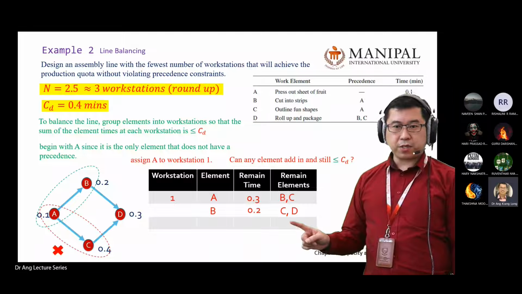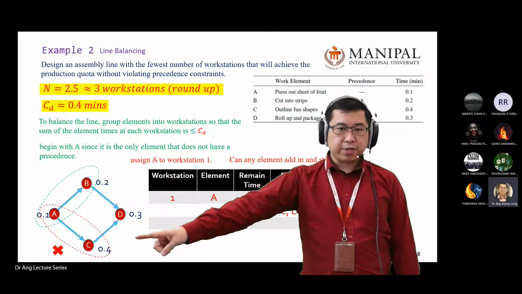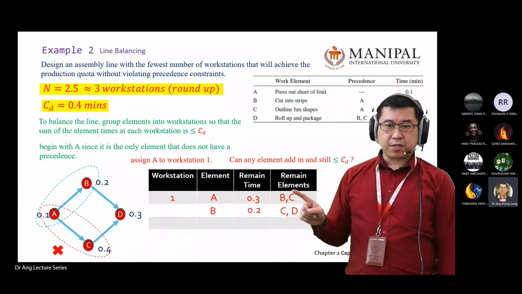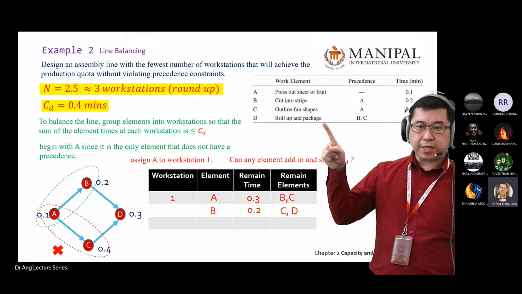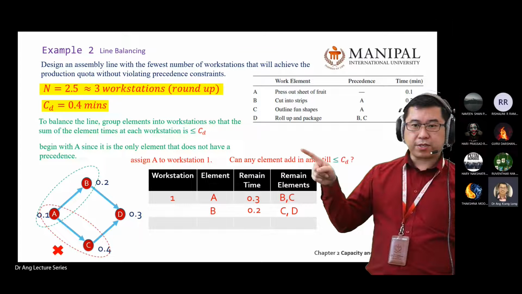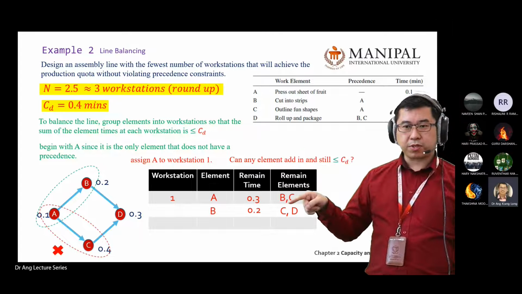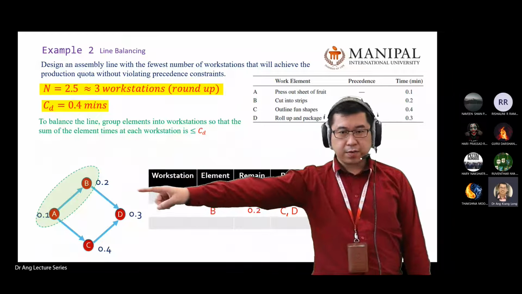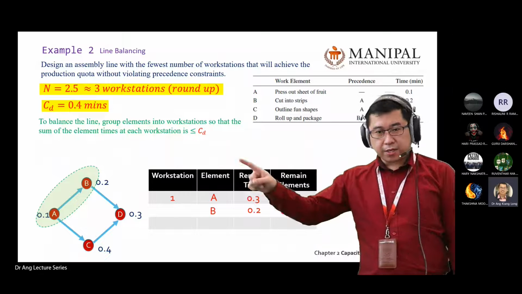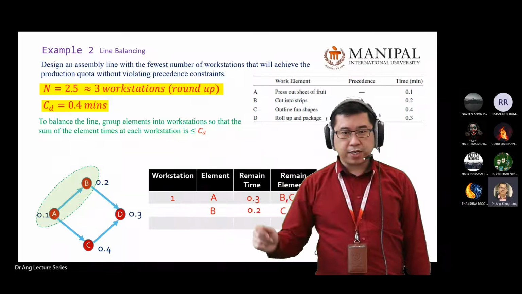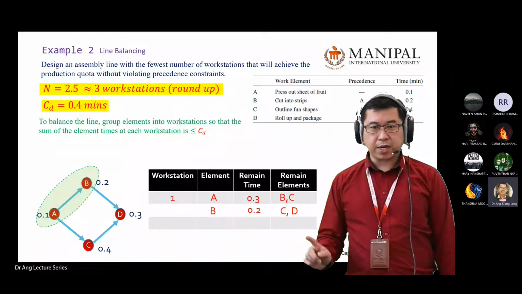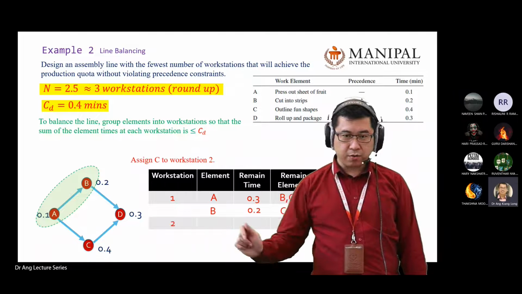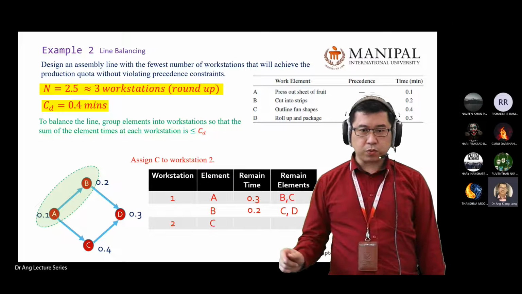To choose between C and D, you know that the next process you should go is process C and not D, because process D needs C. Without C, D cannot go. So the next process will be C. You mark the first workstation, circle and put them together as one station: A and B as one workstation. Then you continue with the second workstation. I will go to C.